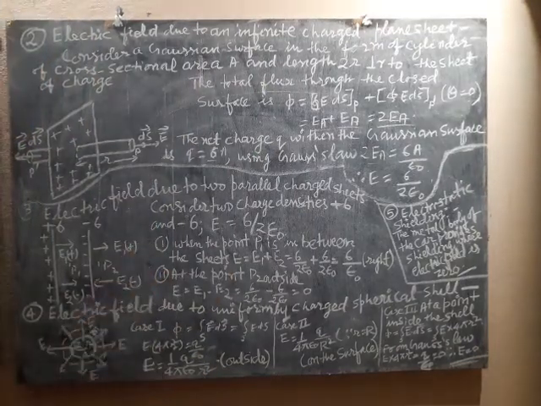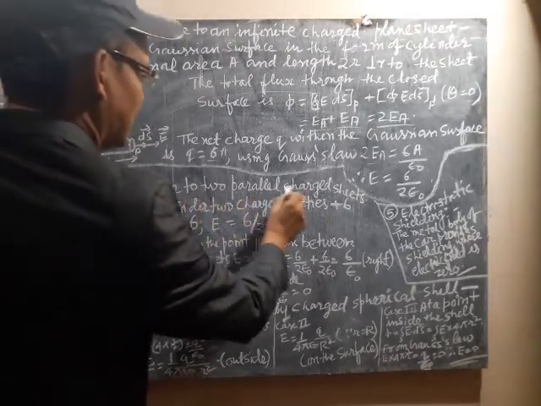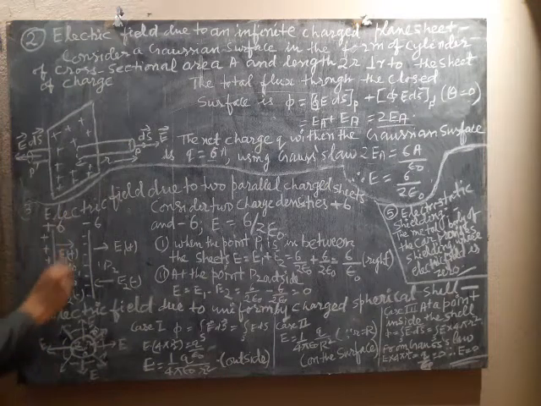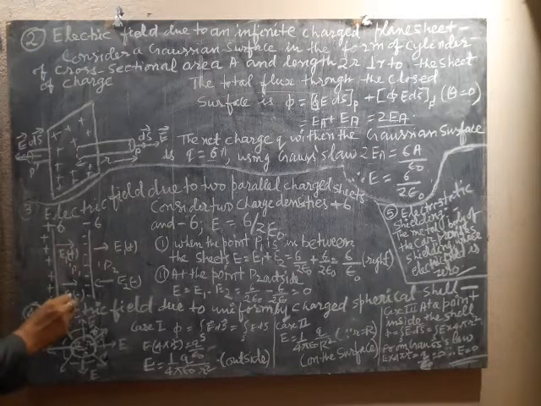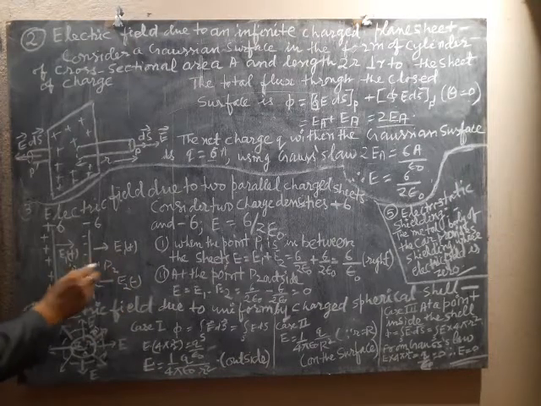This is the case of the electric field due to an infinite charged plane sheet, where we consider a Gaussian surface in the form of a cylinder. Now third, electric field due to two parallel charge sheets. Suppose there are two parallel sheets, E1 and E2.